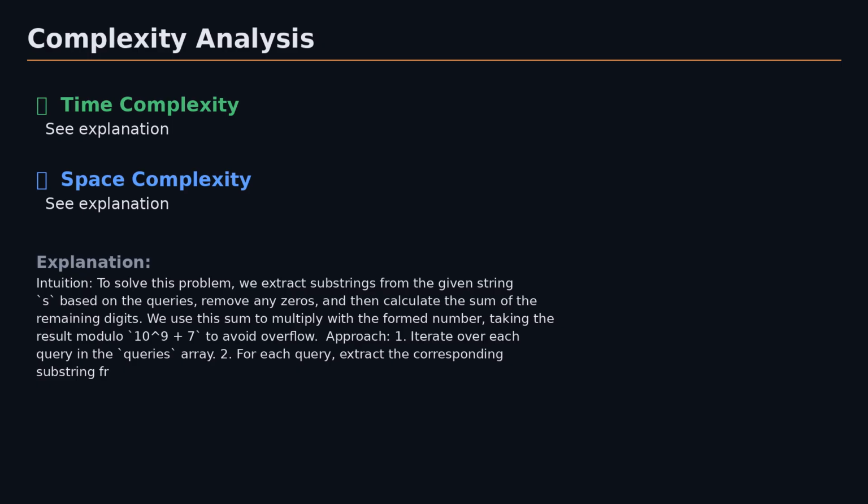In terms of time complexity, this solution is O(n) times m, where n is the number of queries and m is the average length of the substring for each query. This is because we iterate over each query and then over the corresponding substring. The space complexity is O(n), where n is the number of queries, because we need to store the answers for each query in the result array.